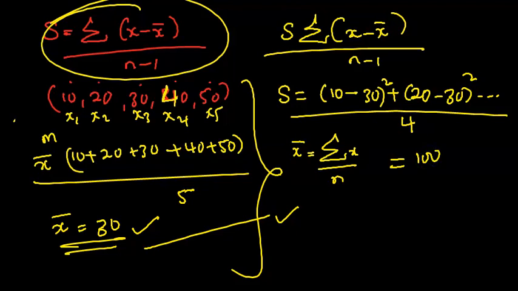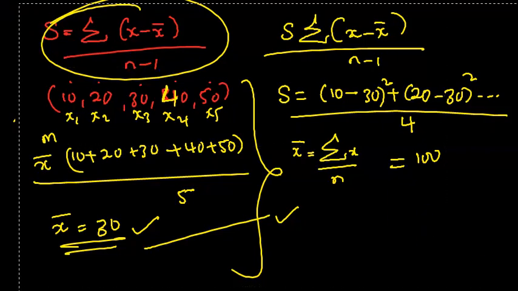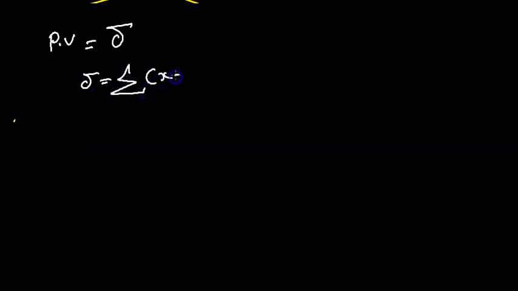Okay, let's see if we can try the next one. The next one is simply going to be population variance. Population variance is most of the time denoted by sigma squared. Sigma squared is simply going to be the summation of (x minus mu) squared divided by n.